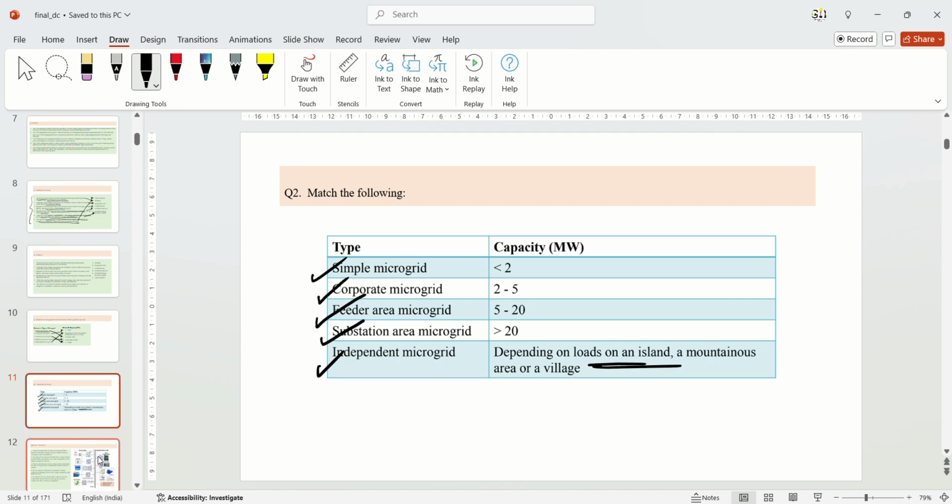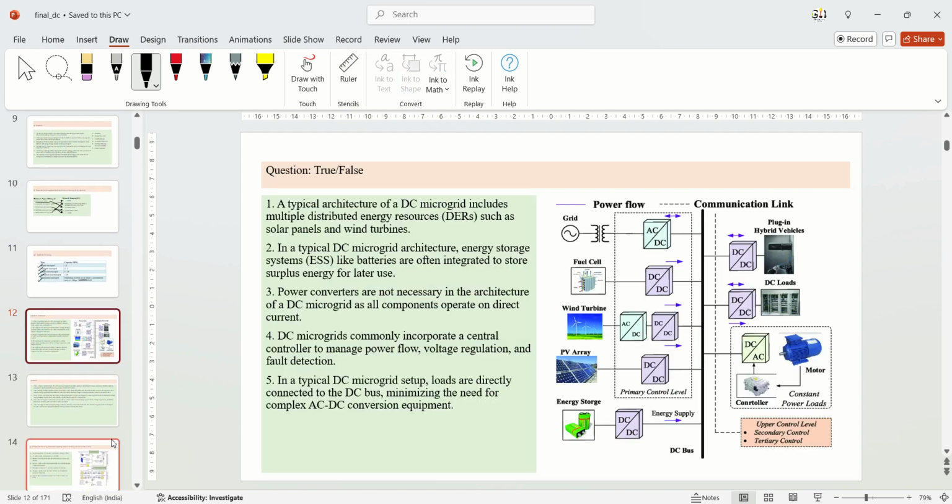Okay. So here is one question related to the typical architecture of the DC microgrid. There are 5 statements. You have to tell me which statements are true and which statements are false. I'm giving a few minutes to solve this question.